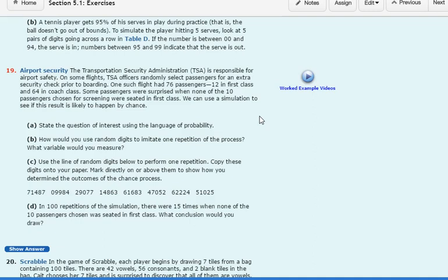Some passengers were surprised when none of the 10 passengers chosen for screening were seated in first class. In other words, they suspected special treatment was being given to first class passengers. We can use the simulation to see if this result is likely to happen by chance. State the question of interest using the language of probability.